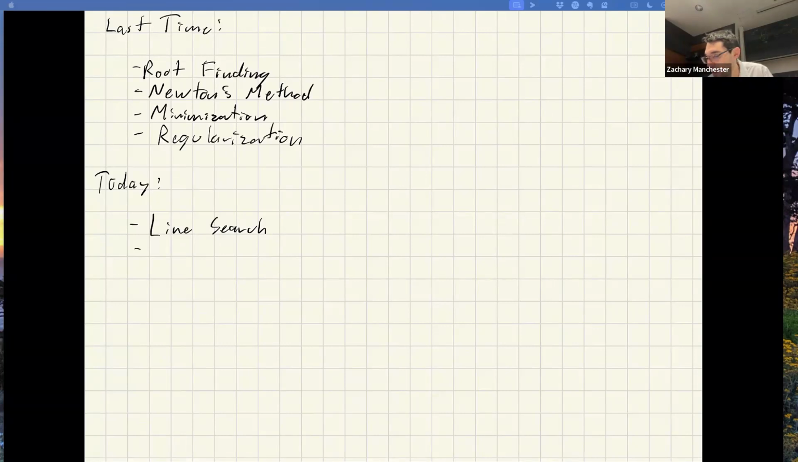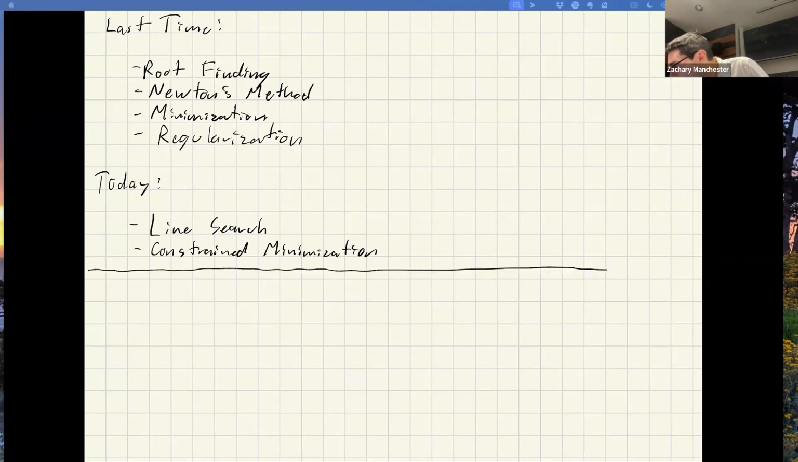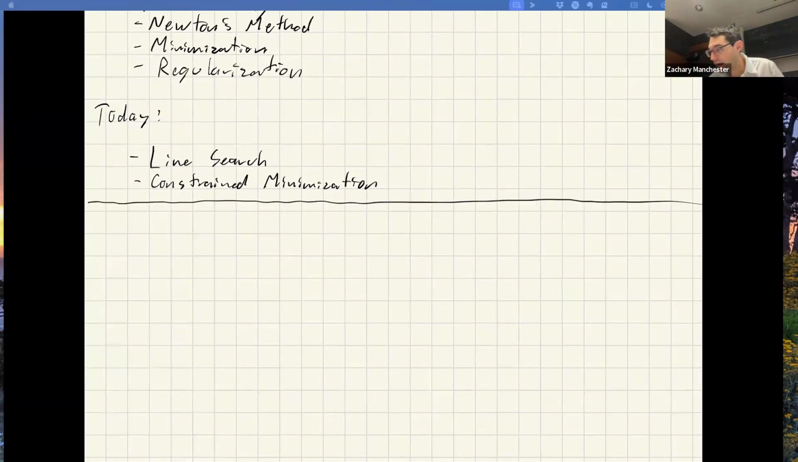And then we're going to start getting into constraints, constrained minimization, which we'll probably spend at least one more class on to cover everything. And that's pretty much it. Once we've got that, we can do a bunch of really awesome control stuff. Okay, so first order of business today is line search. I should pause and say, any questions about any of the stuff from last time? All good? Okay, so line search.